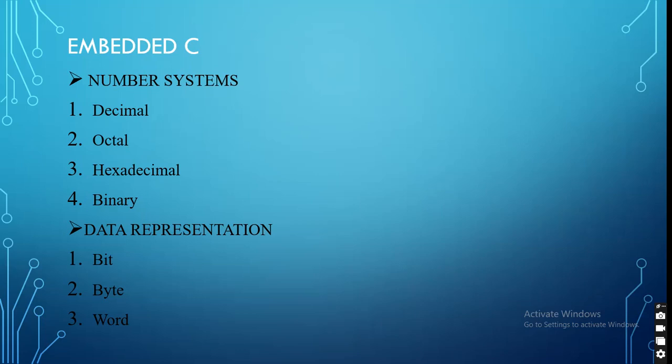Then coming to data representation, embedded C has three types of data representation as follows: bit, byte and word. Bit, it is the states. In this, states are coded as 0 or 1, called binary digits. It is the basic unit of information. Byte, it consists of 8 bits. It is considered the smallest addressable unit of memory. Word, the amount of data a machine can fetch and process at one time.